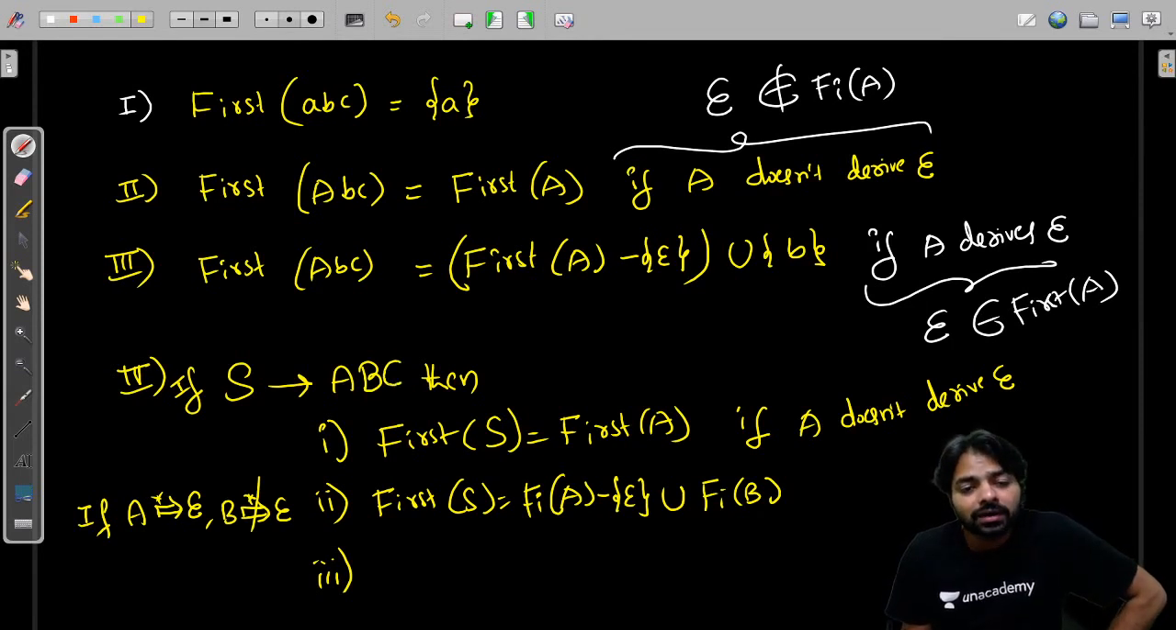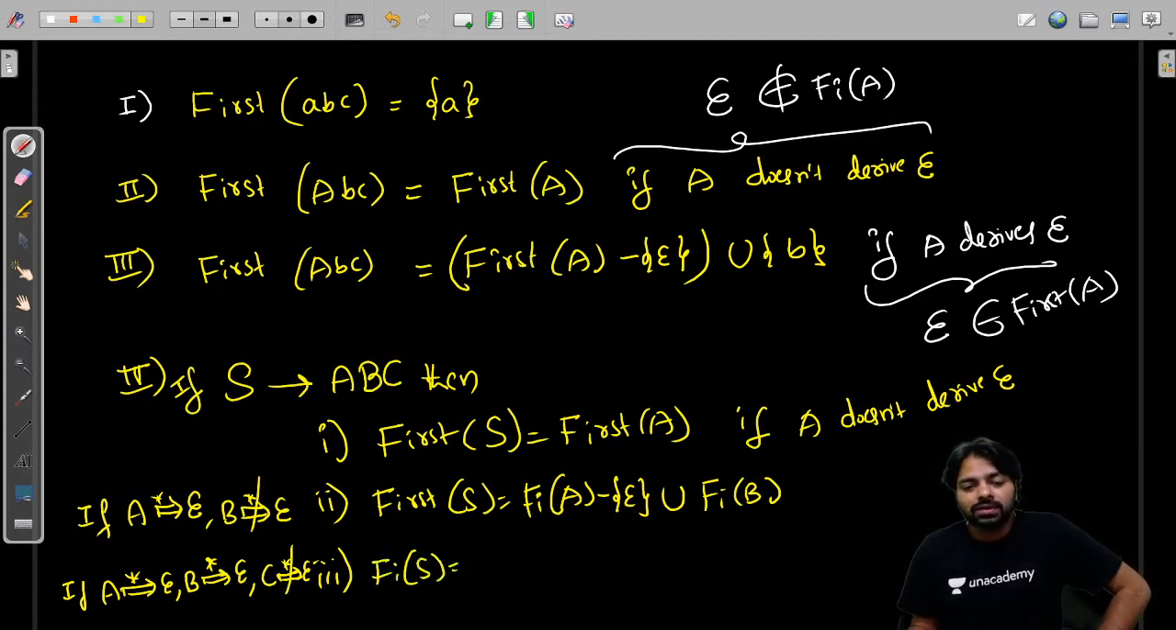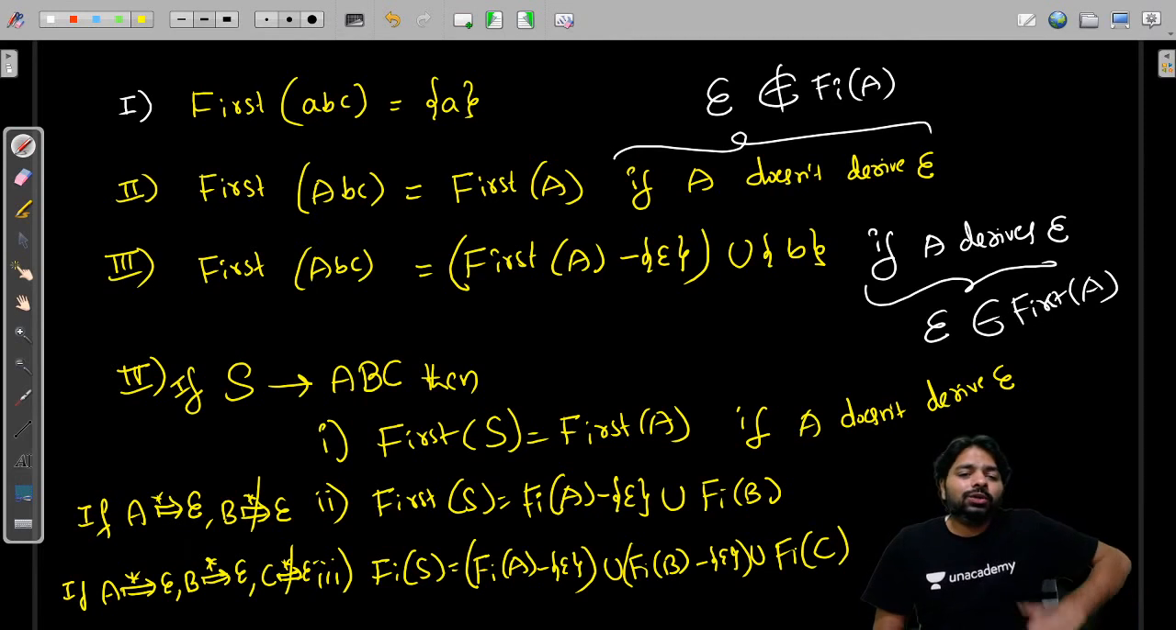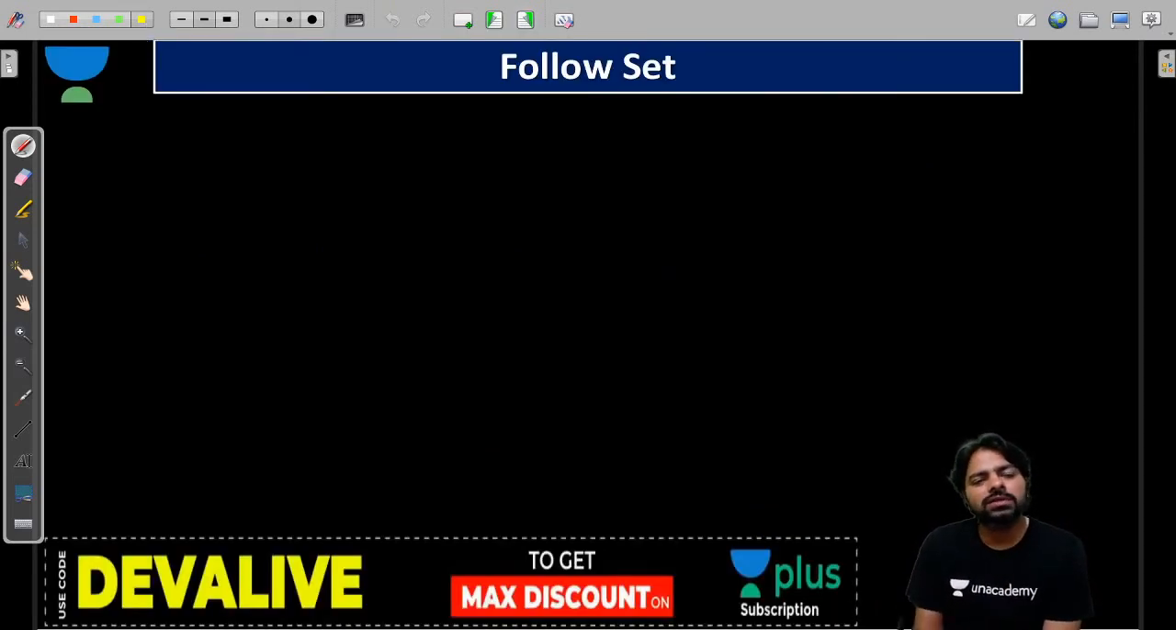But if you have the C here, then again you need to apply the same concept. In case A derives epsilon, B also derives epsilon, but C doesn't derive epsilon, then first of S is equal to first of A minus epsilon, and then you go to B, and B also derives epsilon, so delete epsilon and substitute in the production, so that you will go to C. Is it clear? You keep on doing this for any production, it's going to work very well. This is the most important fact, and we'll practice a lot. Let's go to the follow set. What is the follow set?